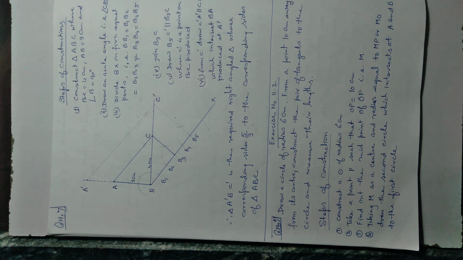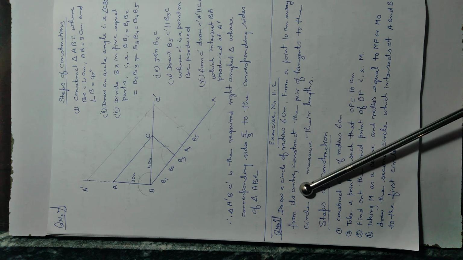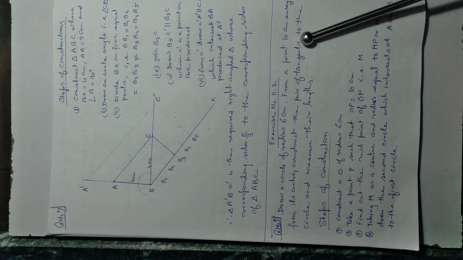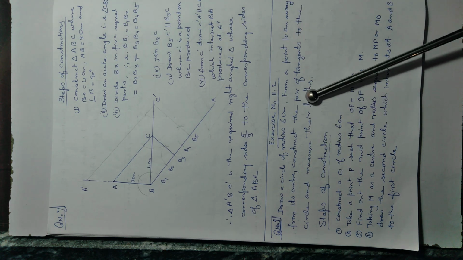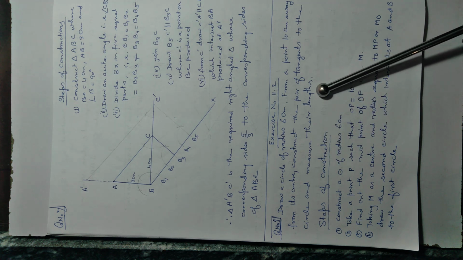CBSE Class 10th Mathematics Exercise 11.2, Chapter 11. This is Exercise 11.2, Question number 1. Draw a circle of radius 6 cm from a point 10 cm away from its center. Construct a pair of tangents to the circle and measure their length.